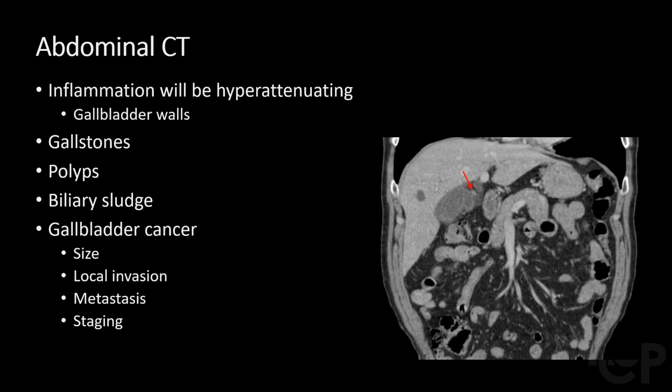On CT, look for hyperattenuating gallbladder walls and gallstones. You may also see polyps and occasionally biliary sludge. The CT scan is very good at identifying gallbladder cancer, specifically the size, local invasion, and areas of metastasis. The image on the right demonstrates acute cholecystitis. The red arrow points to a stone in the cystic duct.